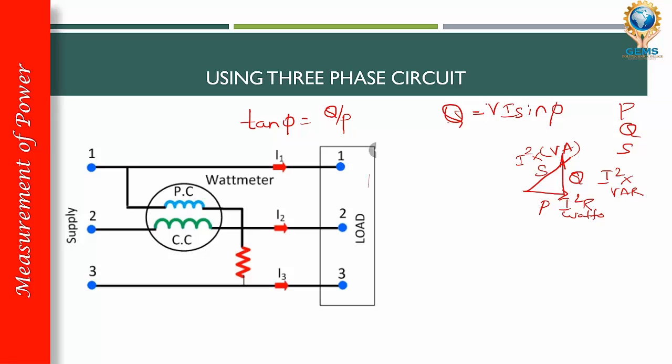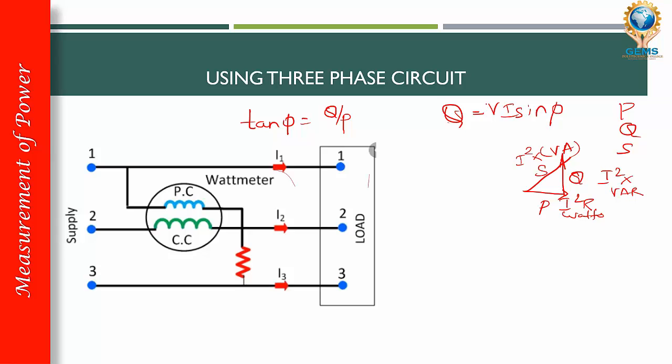So we can see we have a load, and in a three-phase circuit it is a balanced circuit. It is simple to use a single voltmeter to read the reactive power. The current coil is connected to one line, so we can see the current coil is connected to line 2, and the voltage coil or the pressure coil is connected between two lines, 1 and 3. So the current through the current coil is I2, and the voltage across the pressure coil is V13.